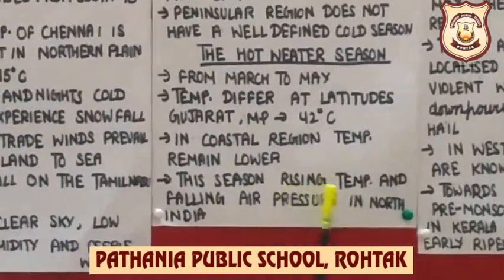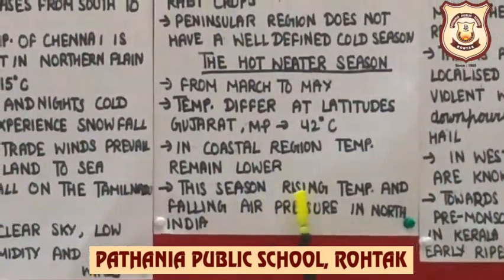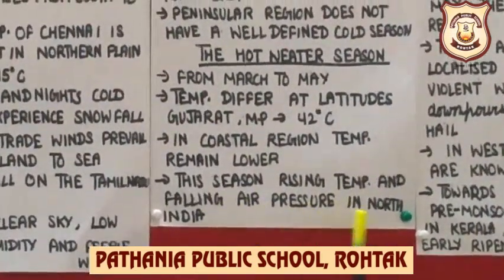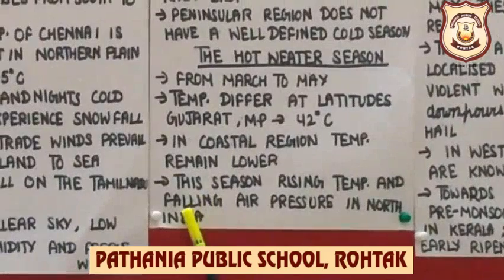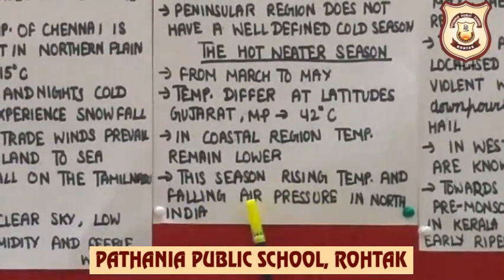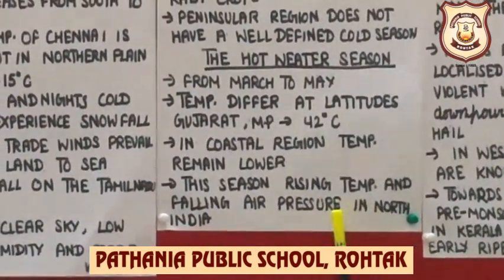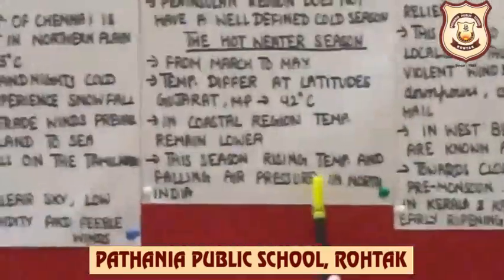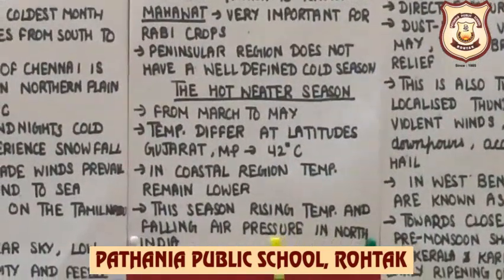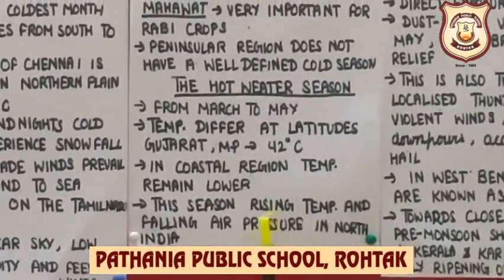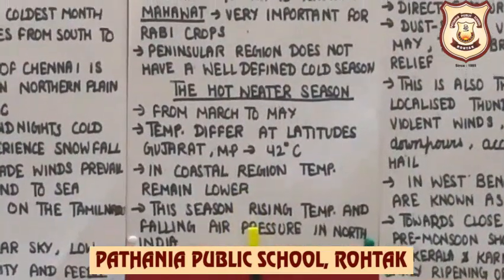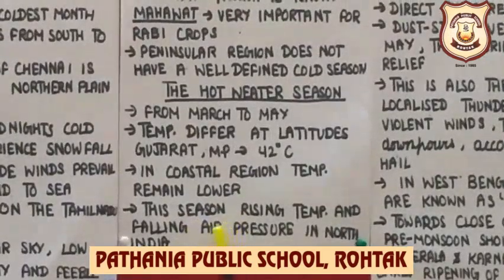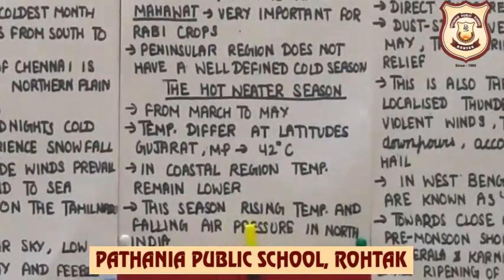In this season, beta, the basic features are rising temperature and falling air pressure in North India. As we are reading here, the falling air pressure, beta, means a low pressure zone is developed in North India, and this is the reason that the winds blow from sea to land, which causes monsoon rain. As we know that winds blow from the high pressure area to the low pressure area, right? So that is why North India gets rain during the hot weather season.